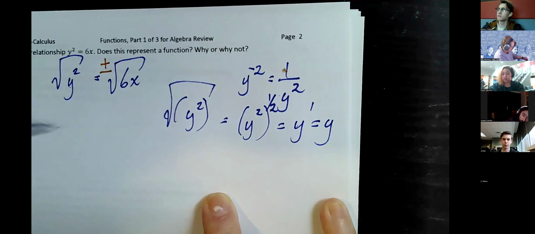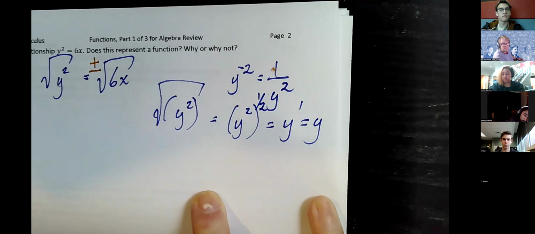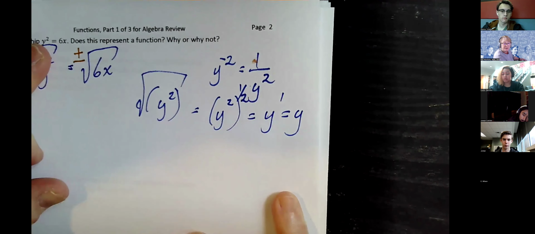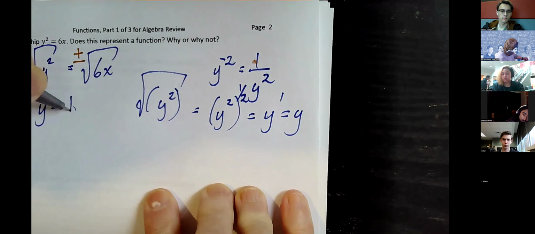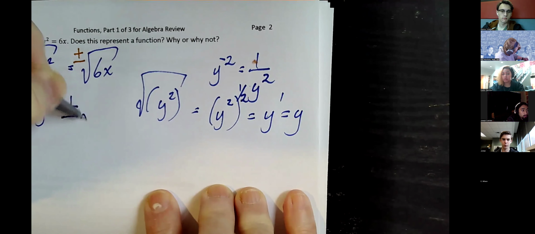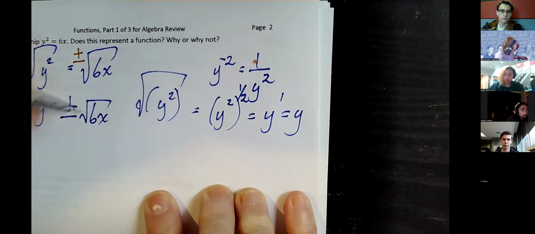Which is just y. So that's why square root is the opposite of squaring. So we get that y is equal to plus or minus the square root of 6x.